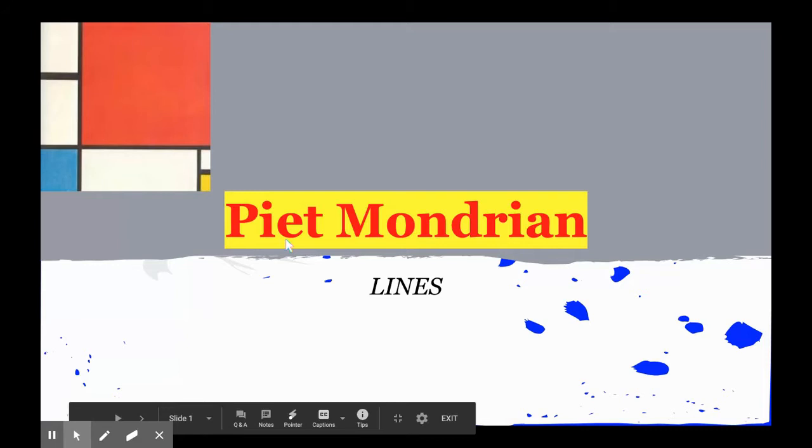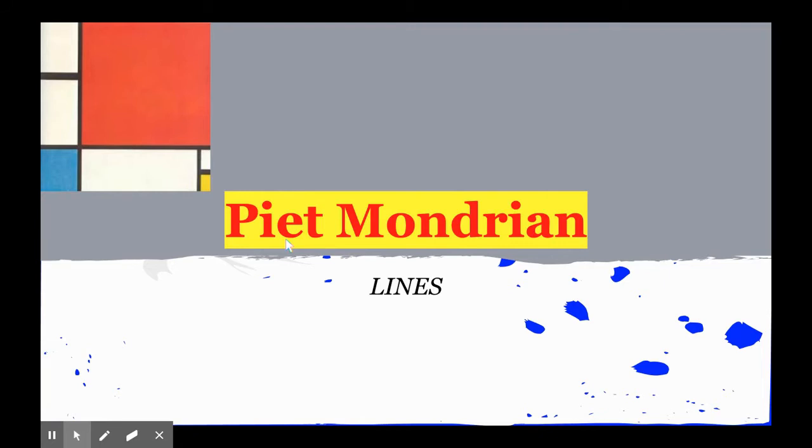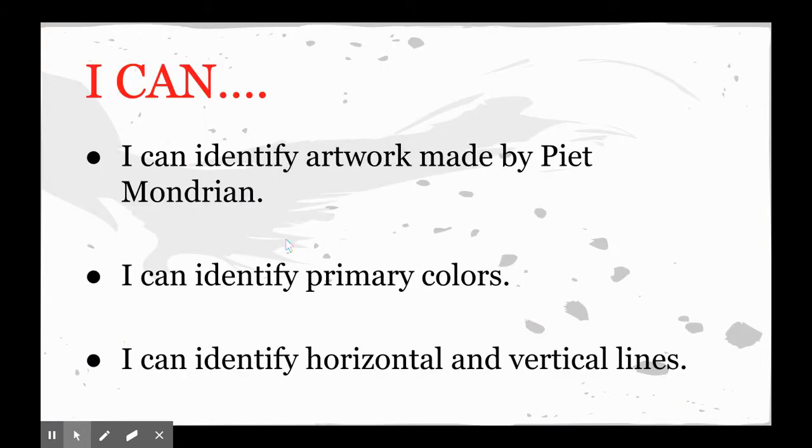This week we're going to be learning about Mondrian, and we're going to learn about his lines. On here it says, I can identify artwork made by Mondrian, I can identify primary colors, and I can identify horizontal and vertical lines.